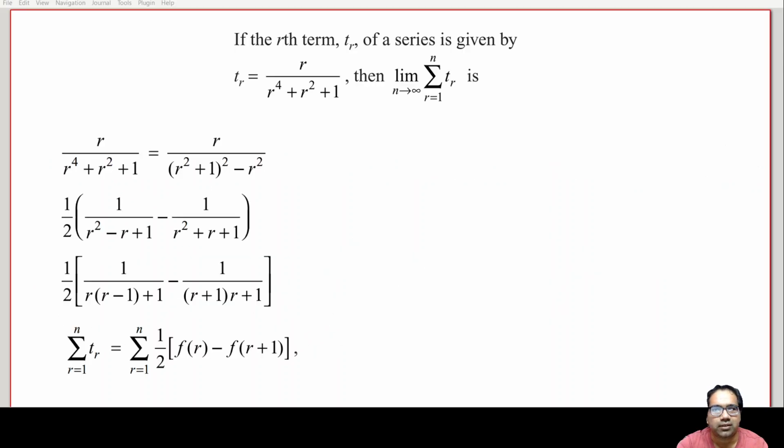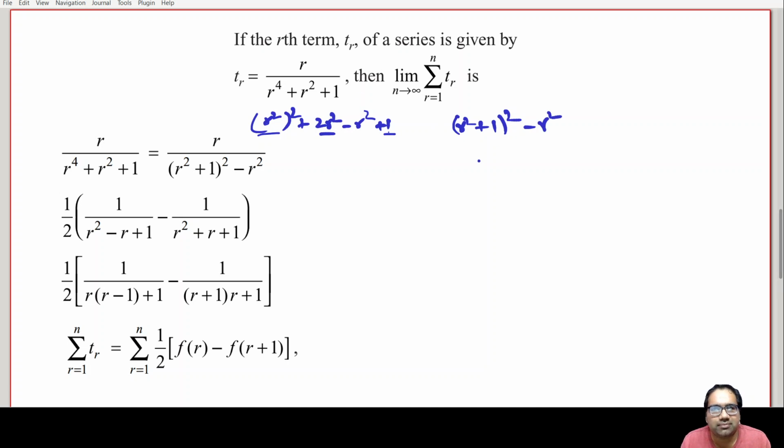Okay, let us take this r by r power 4 plus r square plus 1. This r power 4 is r square whole square plus r square, we can write it as 2r square minus r square plus 1. What does that mean? These three together will make it r square plus 1 whole square. Right, a square plus b square plus 2ab, minus r square. We are talking about the denominator.